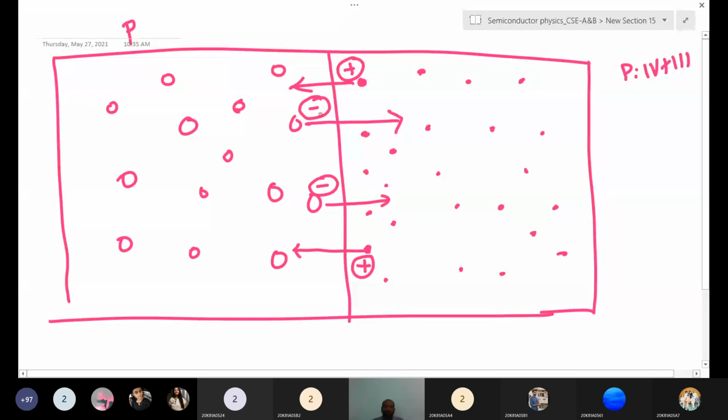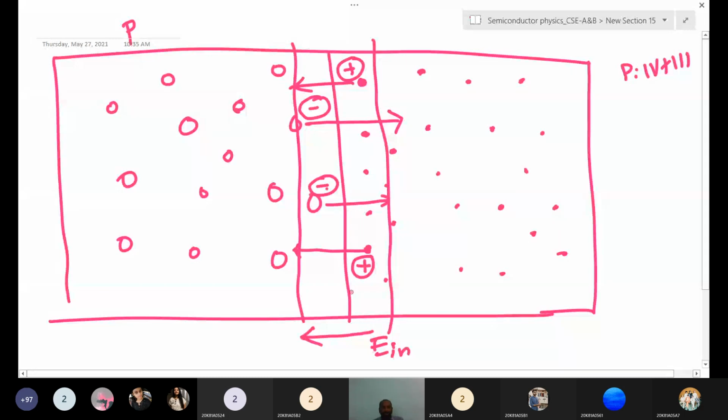So whatever charges are induced on the left side and right side, this region we call the space charge region. Here we see negative and positive charge densities in the space charge region. Because of this plus and minus charge, there is an internal electric field. The internal electric field direction is plus to minus.